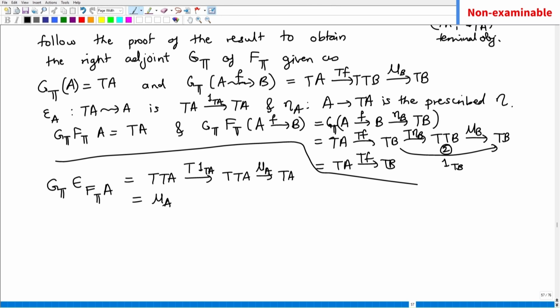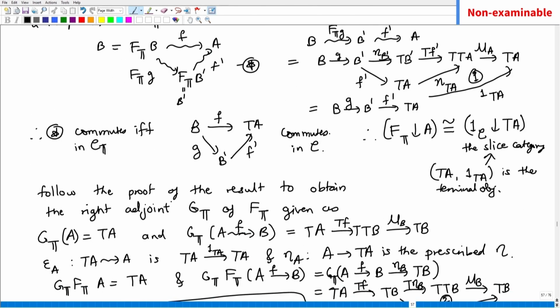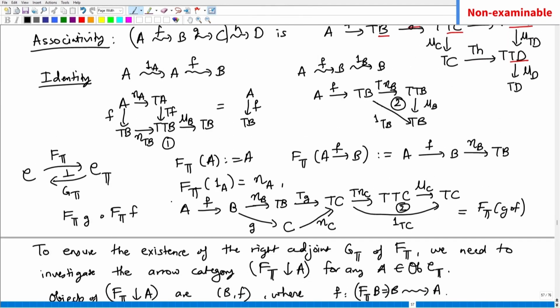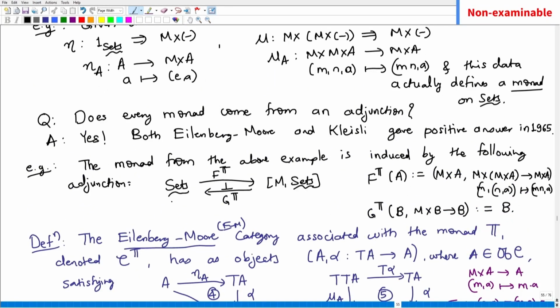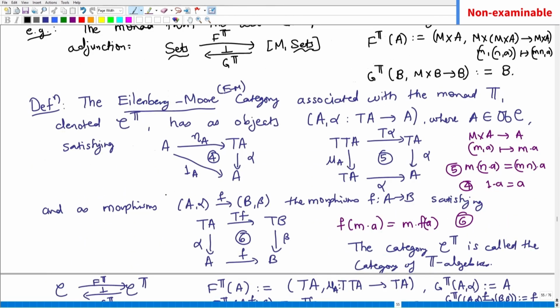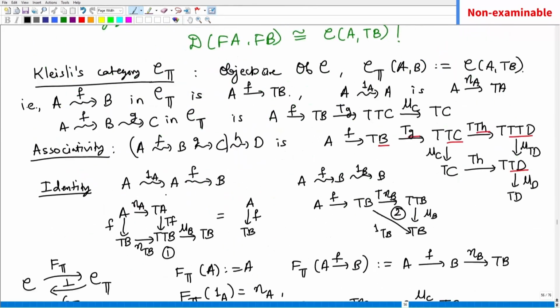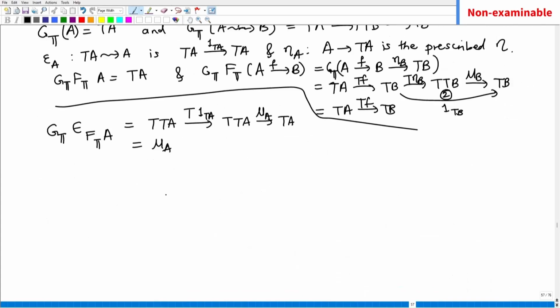And therefore, what did we show so far? That we found this particular adjunction, F_T G_T, which induces the same monad. So if you remember, what was our original question? That does every monad come from an adjunction? And there were two independent answers by Eilenberg-Moore and Kleisli. Both of them gave positive answers in 1965, and we saw both these answers. There are certain things I have left for you to check, but anyway, I am not going to cover all the proofs now. Any questions so far?